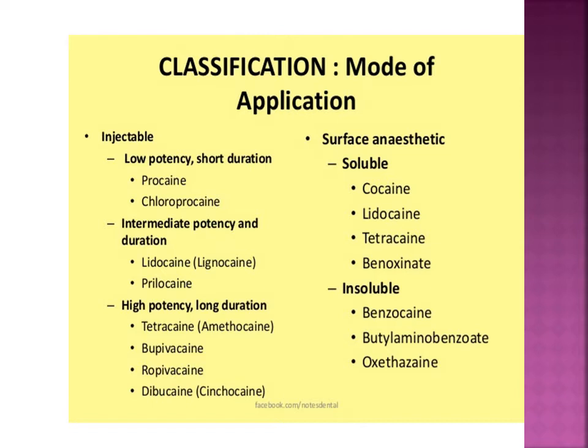Surface anesthetics can be classified into two: one is soluble, another is insoluble. Examples of soluble anesthetics are cocaine, lidocaine, tetracaine, and insoluble is benzocaine.